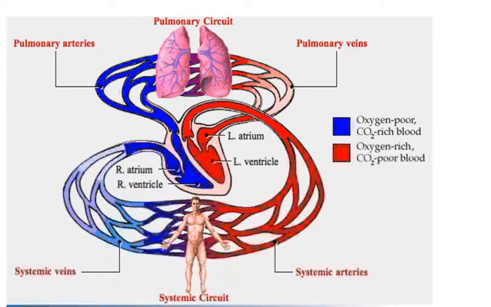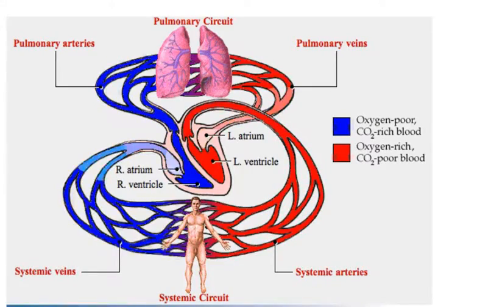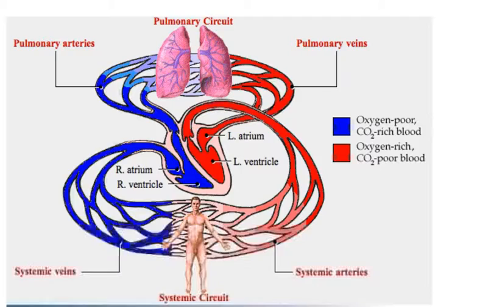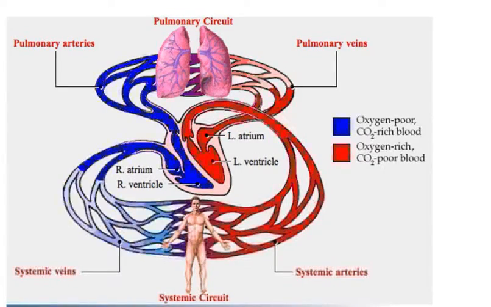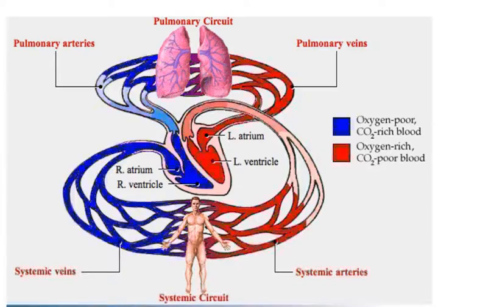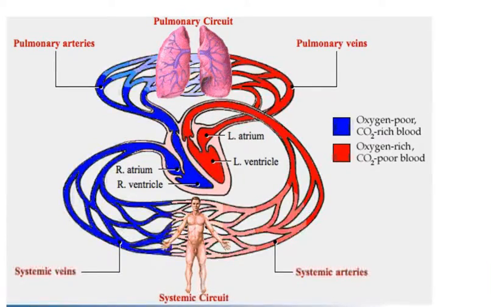This animation shows the same information that we saw on the previous page. Oxygen-poor blood is pumped from the right side of the heart to the lungs. Here it receives oxygen and travels back to the heart. This pathway is a pulmonary circuit, so called because of the lungs.